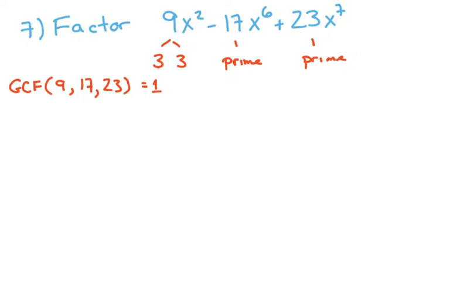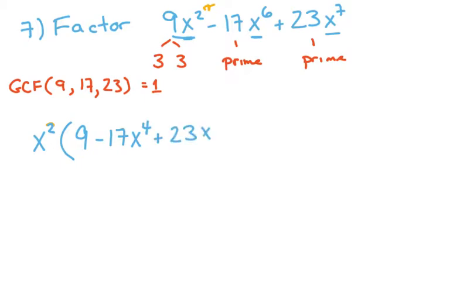We're only going to be factoring out a power of x. What power of x can we factor out? The smallest one, x squared. And then just see what's left. Divide each of these terms by x squared. I get a 9 minus 17x to the 4th plus 23x to the 5th.